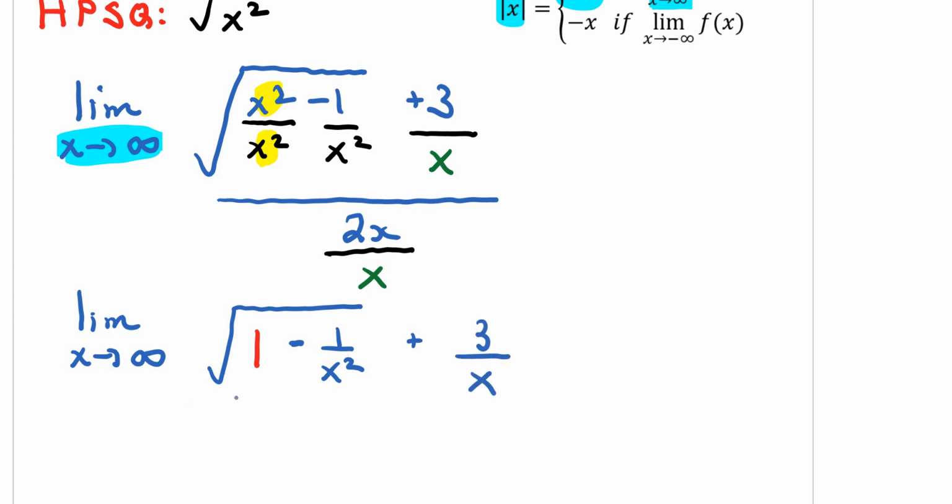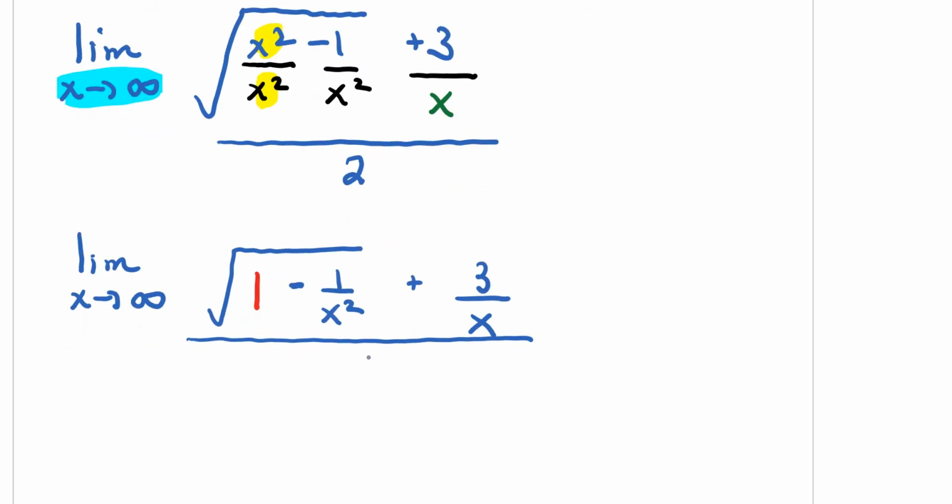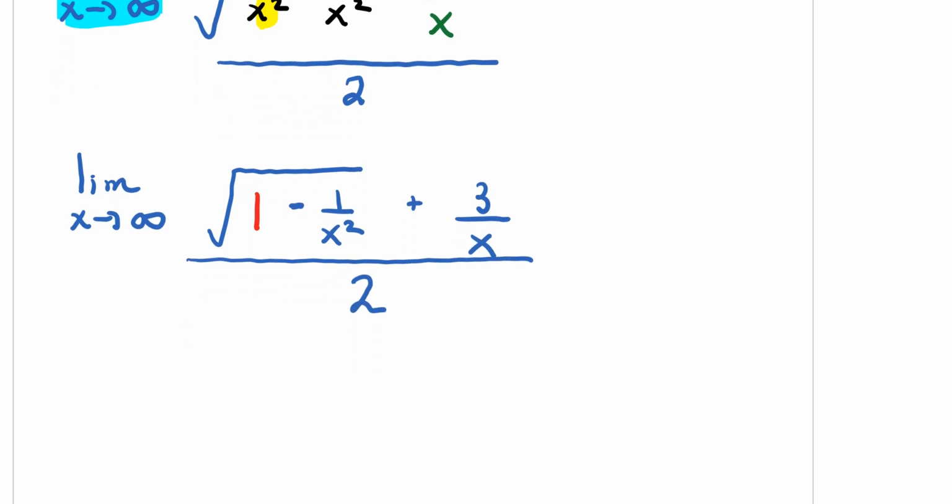I can't do anything there. And then that will all be divided by, well, this x and that x will cancel off. So now I just have a 2 on the denominator there. Okay. So here we go. I really can't simplify this limit problem any further now.